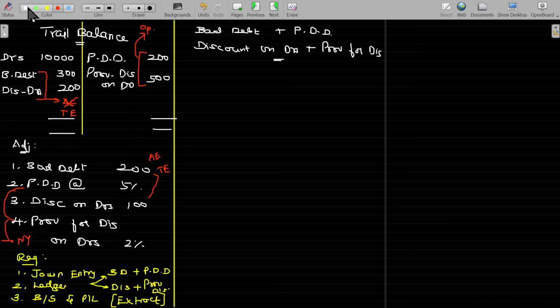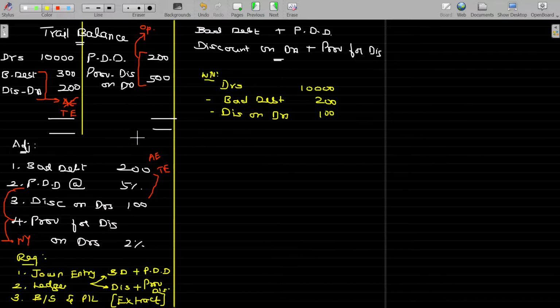Before I proceed with this, let me give the format here: how this will appear in the balance sheet and how this will appear in the P&L account. Let me start with a small working note. The working note starts this way: debtors, the value being 10,000. Whatever is there in the adjustments should now be subtracted from there. So bad debt and discount on debtors, these two should be subtracted first of all. The values for bad debt and discount on debtors are 200 and 100.